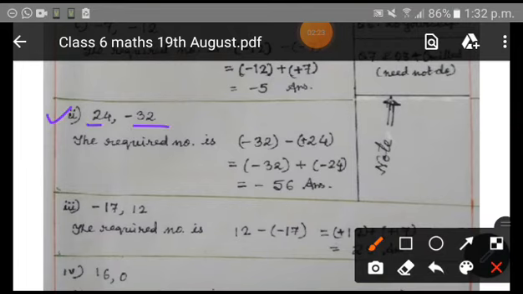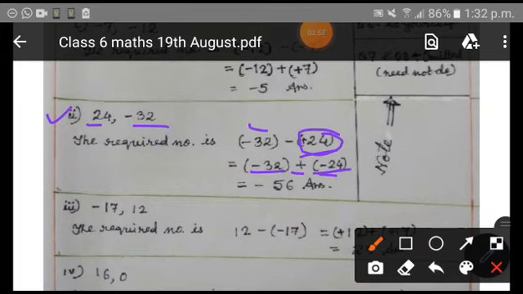24 minus 32. So here also the same way we will have to subtract the first number from the second number. So minus 32 minus of plus 24. So minus 32 minus of plus means we can interchange just like we have done in yesterday's class. So this plus is coming over here, and you are just taking the opposite of plus 24 which is minus 24. So minus 32 plus of minus 24.